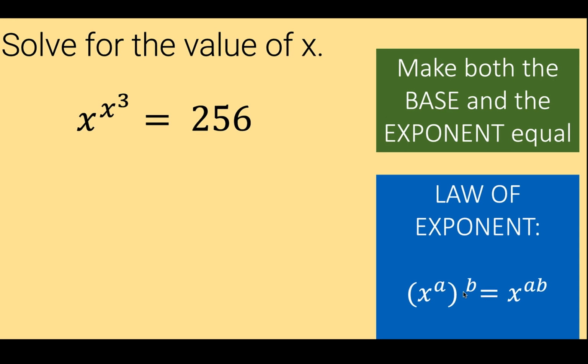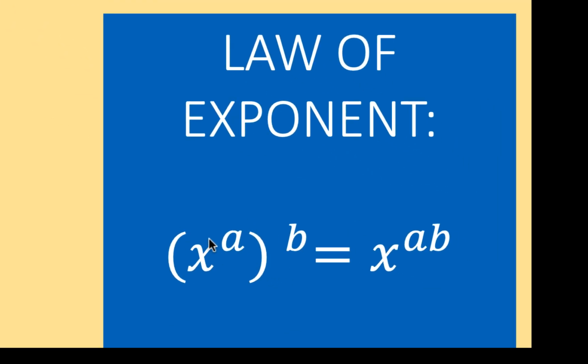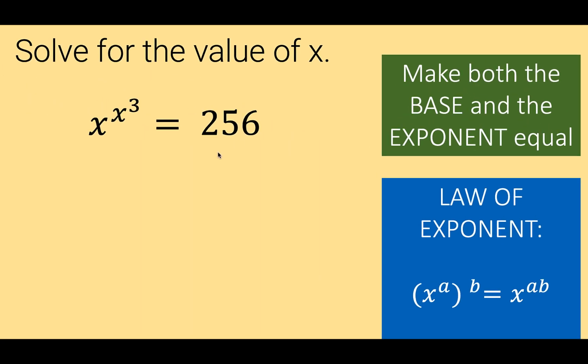Let's recall the power of power rule. When we have the quantity x raised to a, raised to another exponent b, that is equal to the base x, and then we multiply the exponents a and b to get ab. But since multiplication is commutative, we can also interchange a and b, and this property still works. So how can we implement the strategy? Remember, we want to make the base and the exponent equal.